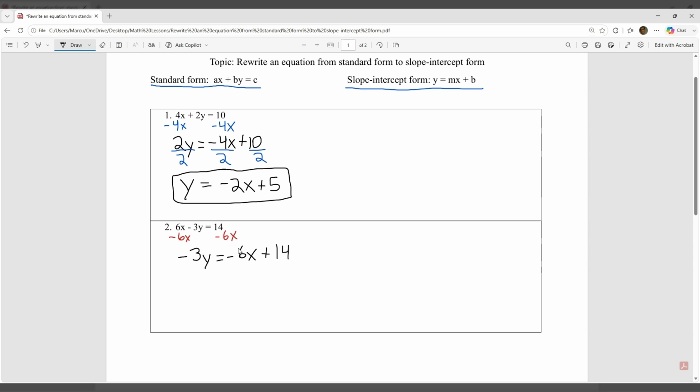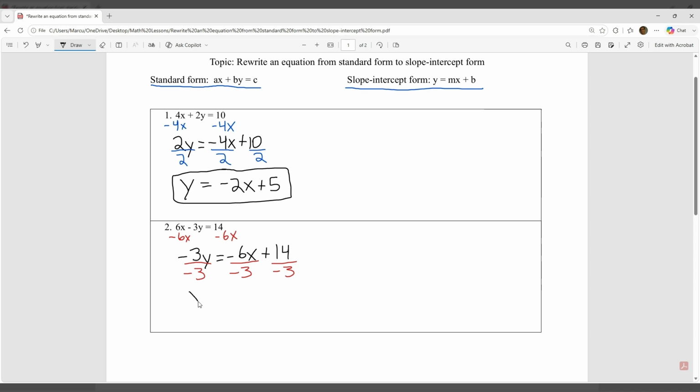Notice I always have the term with the x come before the constant, and that's because we want to write the equation on this form: y equals mx plus b, meaning the mx must come before b. So the y is not alone yet because there's a negative 3 in there, so we can divide both sides by negative 3. So like this. Make sure you're dividing every term by negative 3.